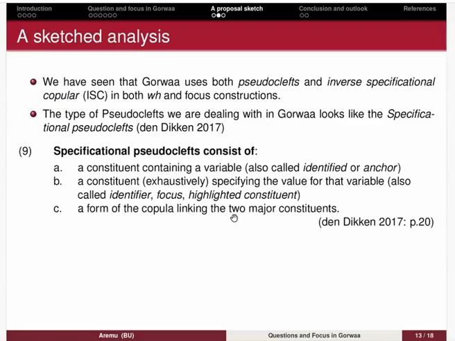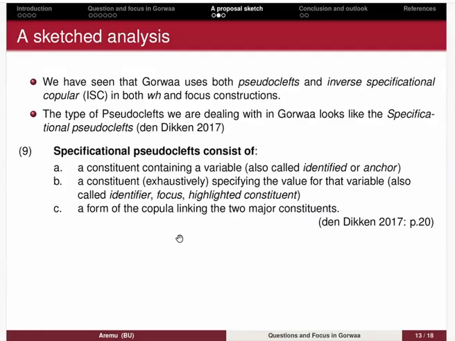So then Declerck actually gave these conditions, or let's say properties, of a specificational pseudo-cleft as a 9. So the first property of a specificational pseudo-cleft is that there is a constituent that contains a variable, also called an anchor or identified, right? So basically, what this means is there's a relative clause. So there's first a relative clause, that's where you have the variable, so the thing Adam ate.